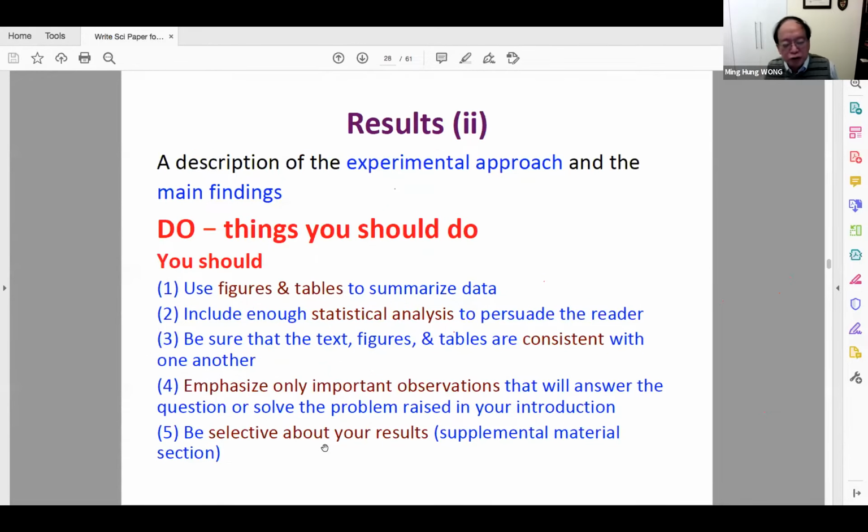So things you should do: use figures and tables to summarize data, include enough statistical analysis to persuade the reader. Be sure text, figures, and tables are consistent with one another. There are papers where, when we read the text and then look at the figures and the tables, they do not match. So this is important. Now, emphasize only important observations that will answer the question or solve the problem raised in your introduction. So you can be selective about your results.